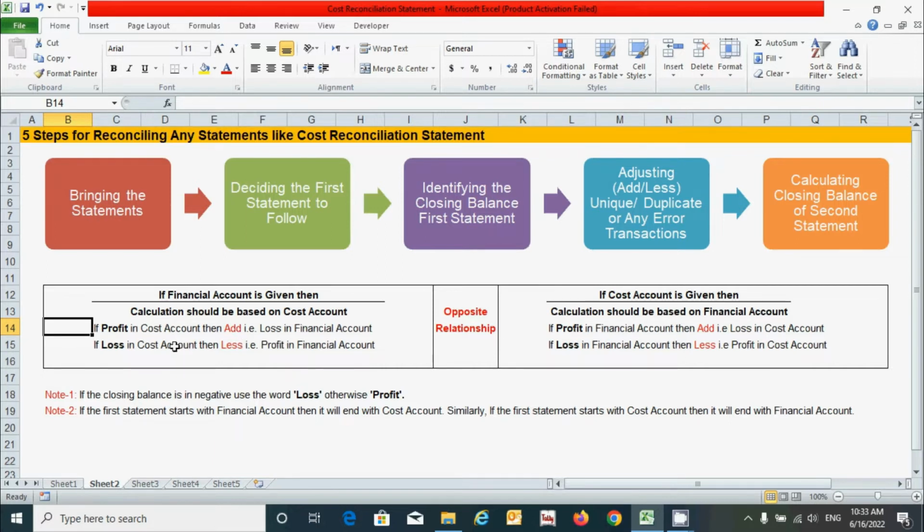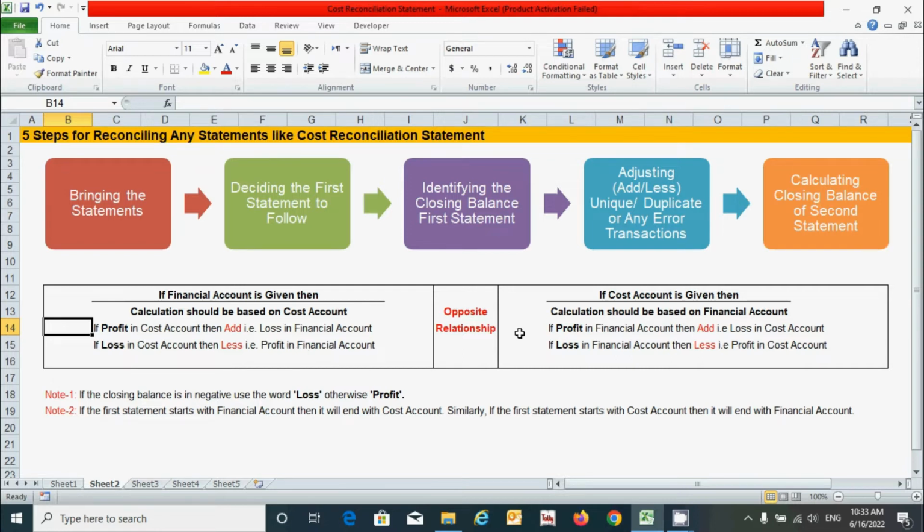The first one is, if the profit is in the cost account, then it should be added, that is, we should understand that there is a loss in the financial account. Similarly, if the loss is in the cost account, then it should be less, that is, we should understand that there is a profit in the financial account.